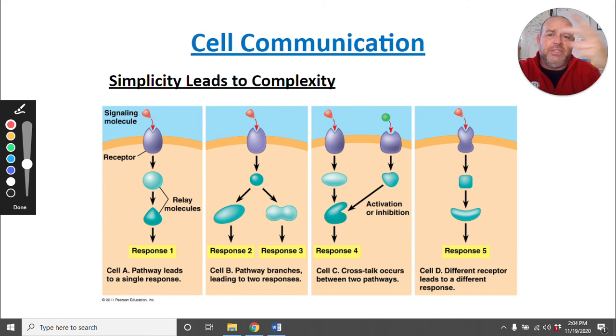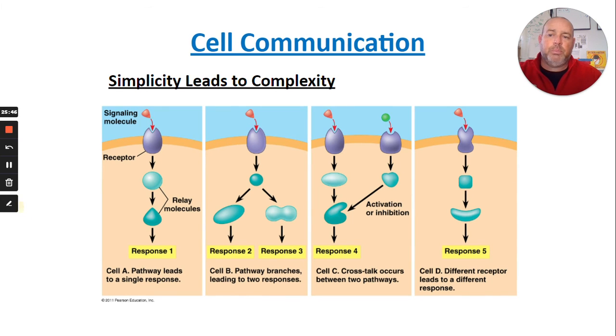A different ligand with the same receptor, a different receptor with the same ligand. All these combinations can lead to different things, which is why it's so complex. Cell signaling is a very complex process.